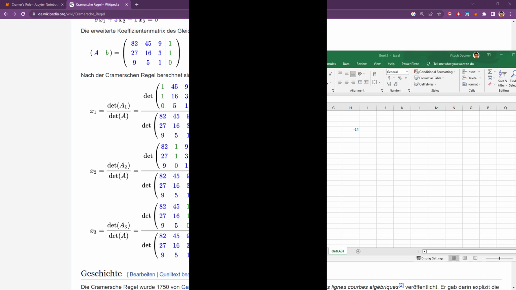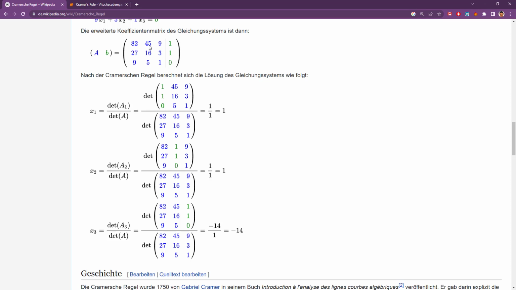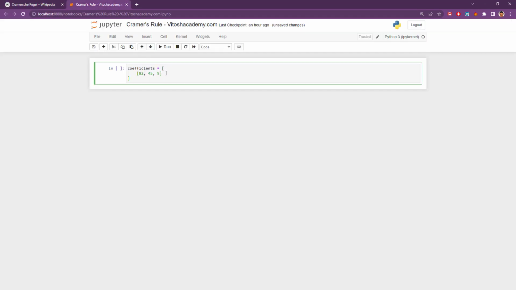Now, let's see how we do this in Python. In Python, pretty much what we should do is, yeah, I'm using Jupyter Notebook, and I'll be creating a matrix with 2 dimensions. The first dimension would be, of course, the rows 82, 45, 9. It's the coefficients 82, 45, 9. Yeah. Then second is 27, 16, and then 3. Great. The third one is 951.